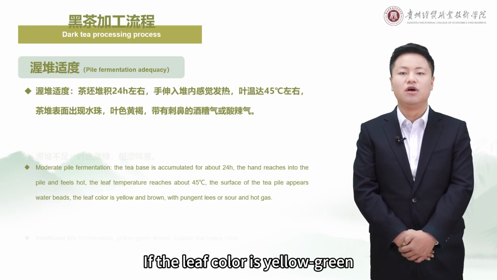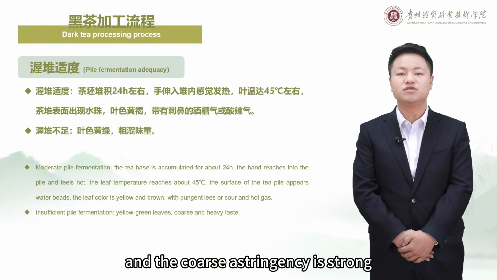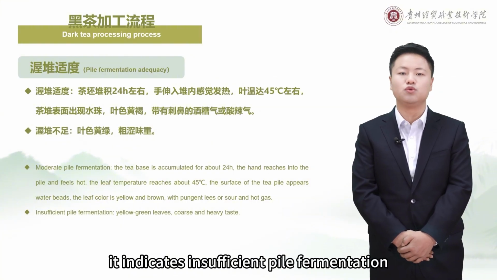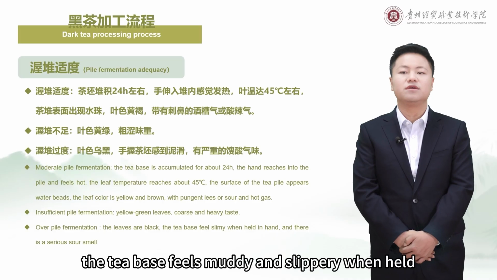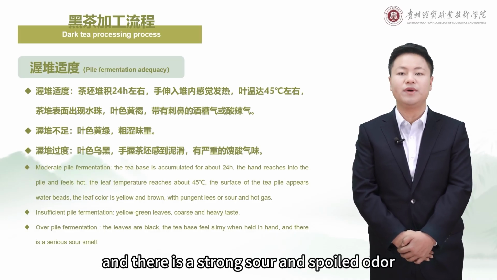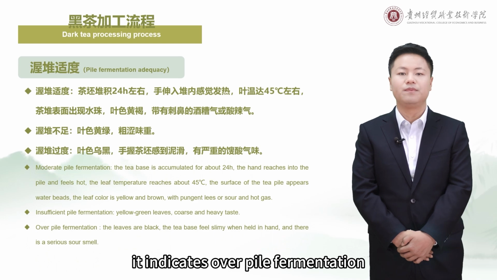If the leaf color is yellow-green and the coarse astringency is strong, it indicates insufficient pile fermentation. If the leaf color is black, the tea base feels muddy and slippery when held, and there is a strong sour and spoiled odor, it indicates over-pile fermentation.